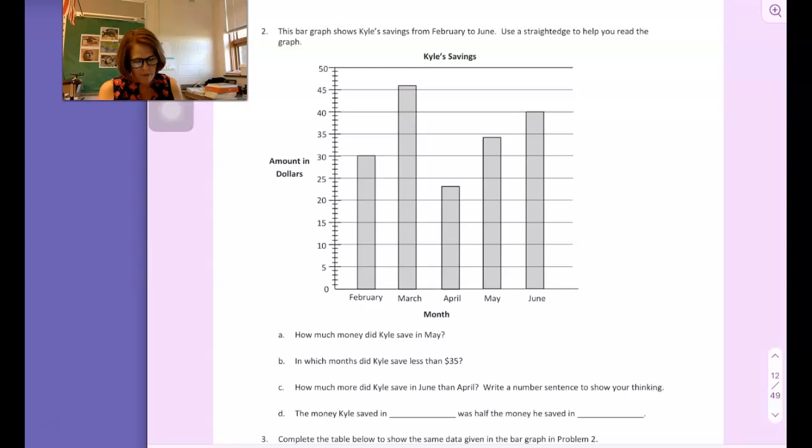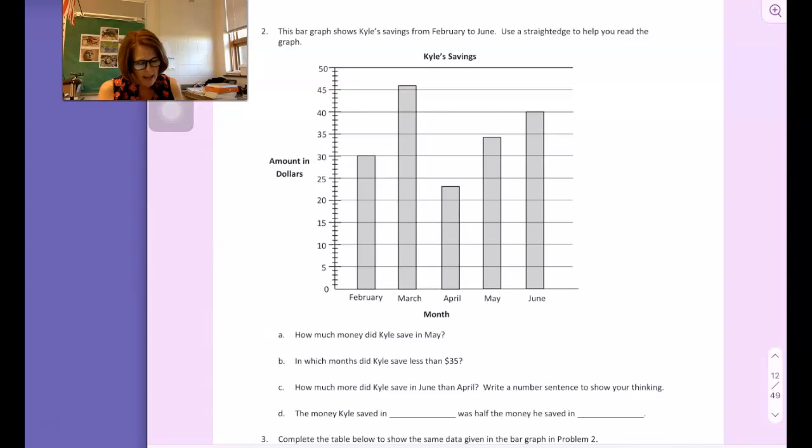So again, we need to know the parts of the graph. We have the title, which is Kyle's savings. On the left, we have the amount in dollars, and we can see it's going up by $5 increments, but they've labeled each dollar amount in between. And across the bottom, we have the months of when he saved.